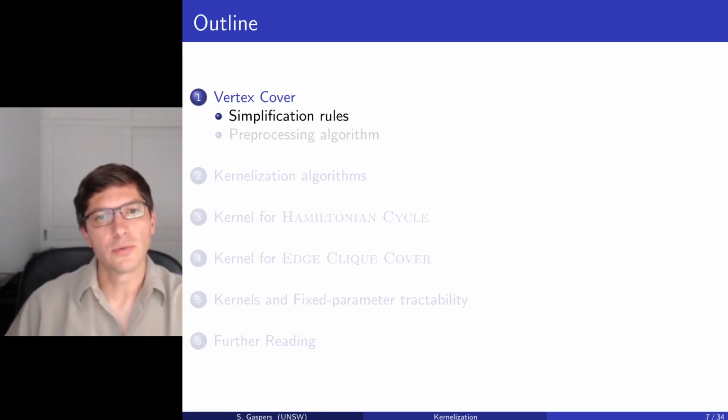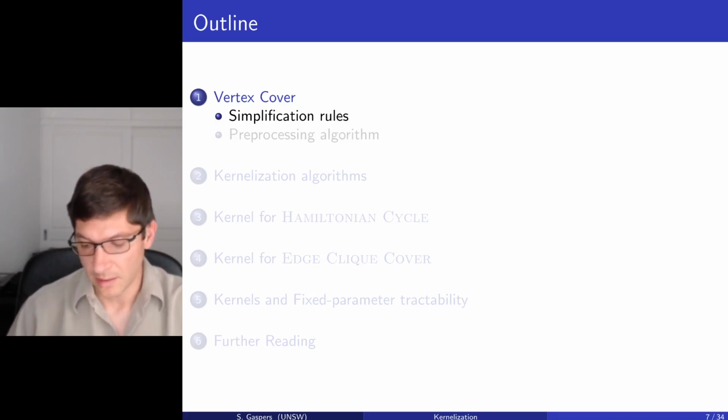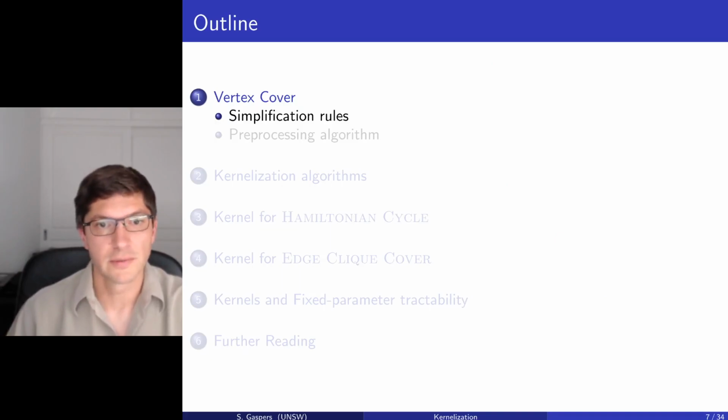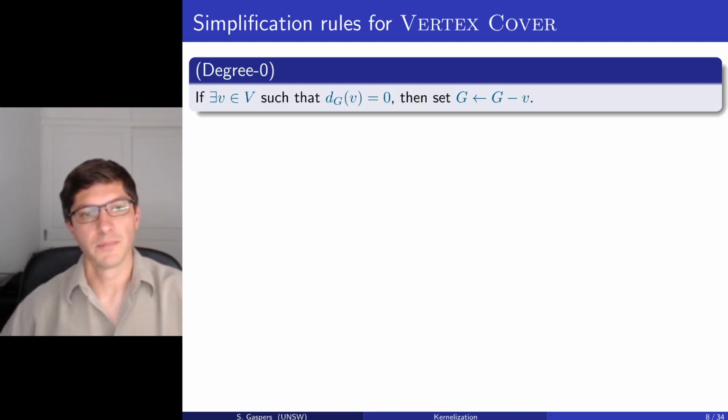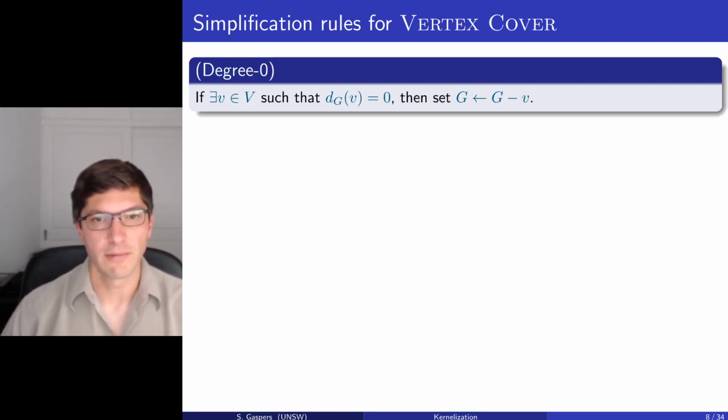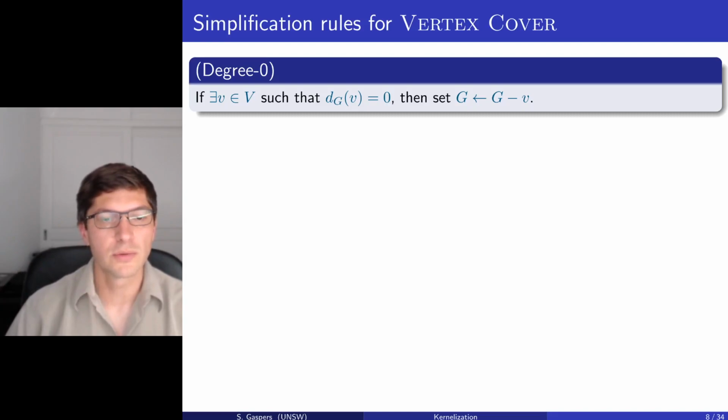Okay, so these rules that we keep applying are called simplification rules. So let's revisit what we have done. We use the degree 0 rule, and that says if there's a vertex in the graph that has degree 0, then we remove this vertex from the graph.